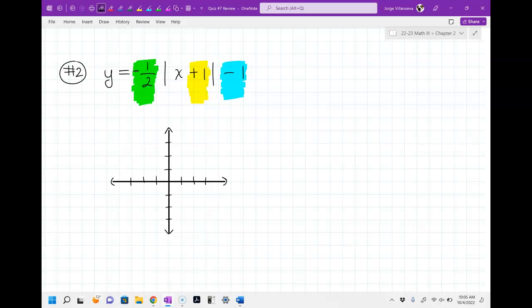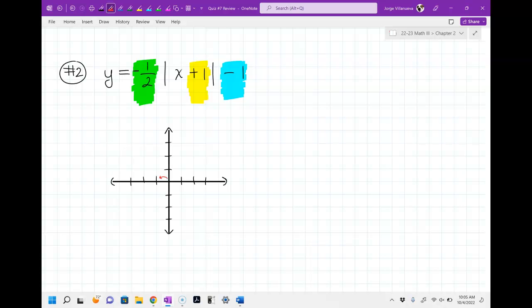All right, so we're supposed to start at 0, 0. Which direction do I move, left or right? Which one? Look at my h value. It says plus 1. Which direction do I go? Left one time, right? So from 0, 0, I'm going to go left one time.